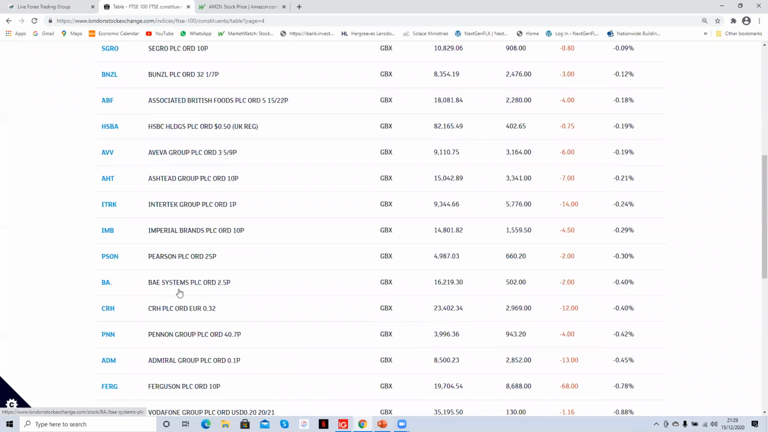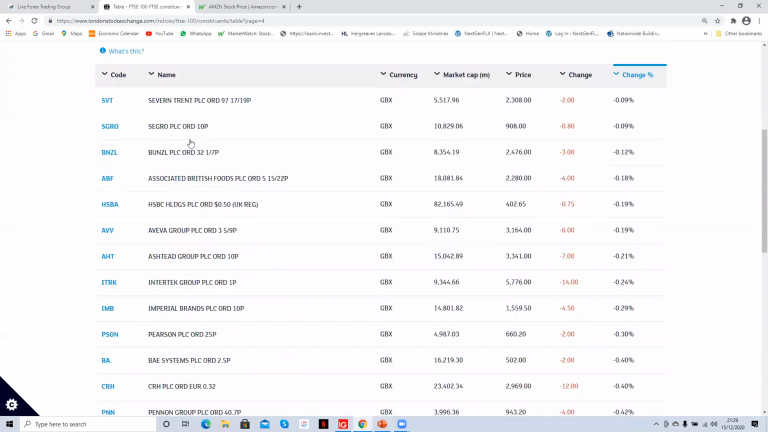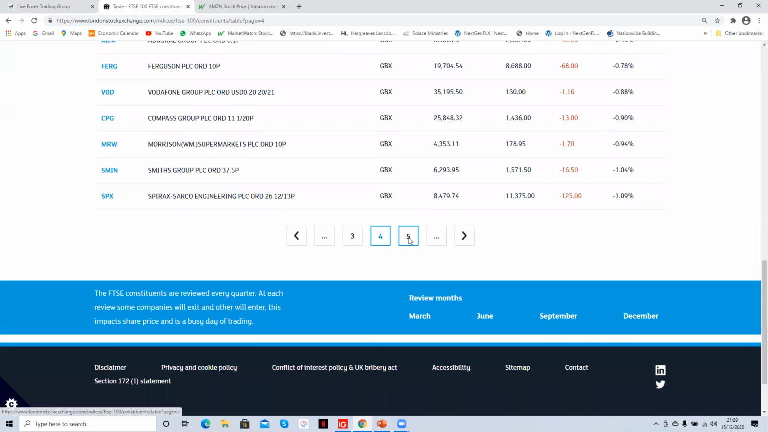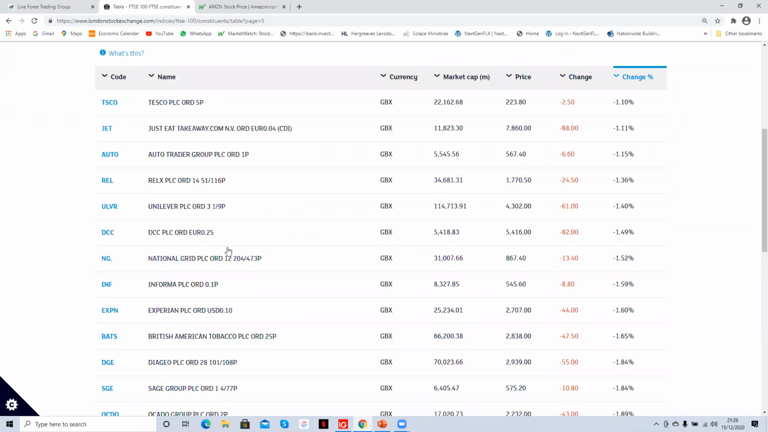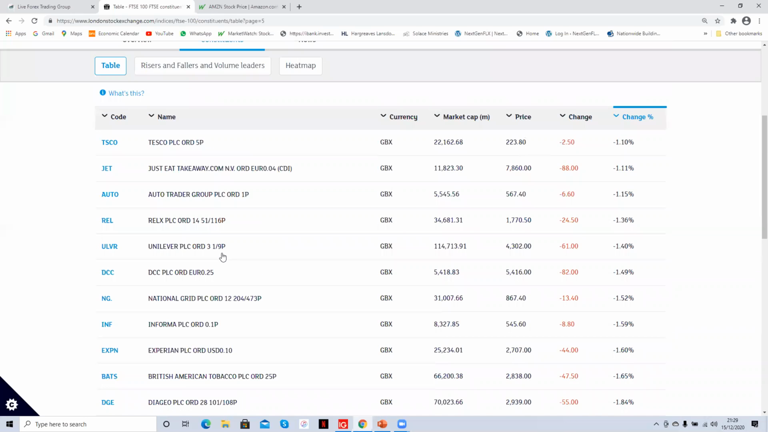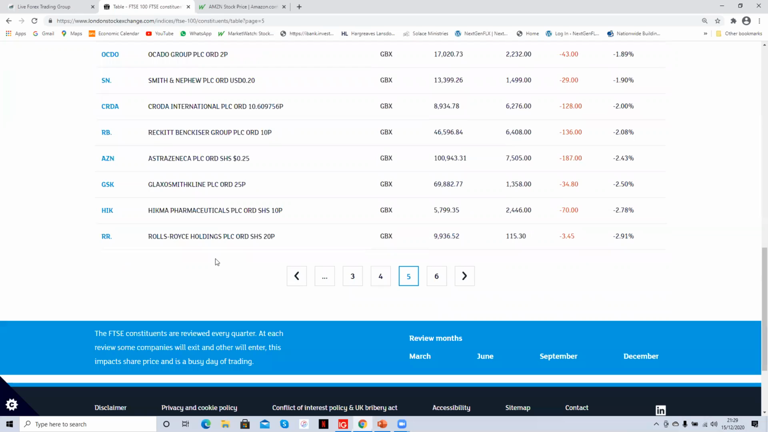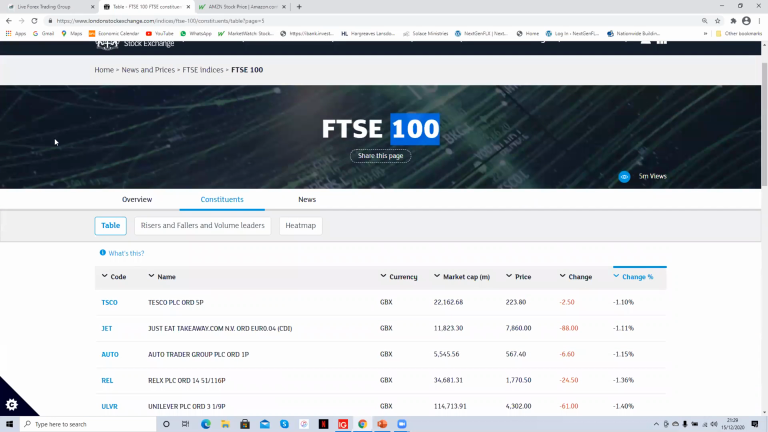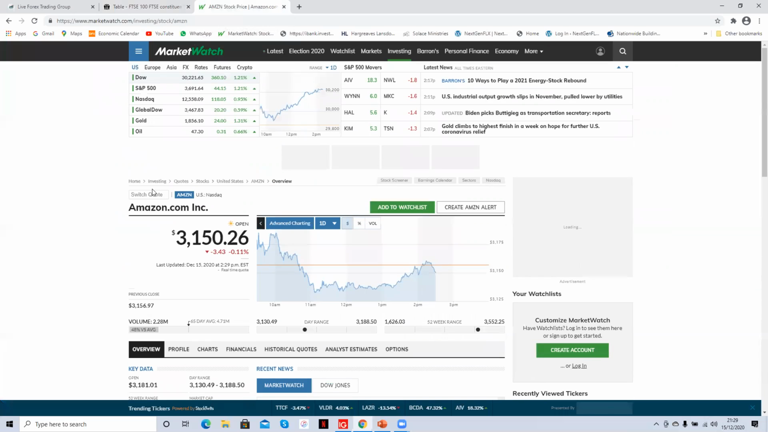Same with Morrison, same with BAE Systems, same with HSBC. So that's why you need to know all these companies that are listed, because their performance, whether for good or for bad, will reflect on the FTSE. It's the same if you're trading the Aussie 200 or the DAX 30. You need to know those companies listed on those indices, because that's going to be part of your analysis when you're checking the Market Watch. For example, now, let's go to the home page.